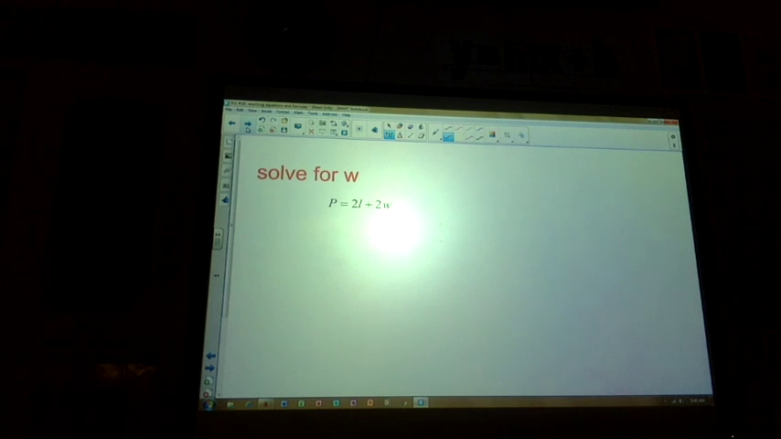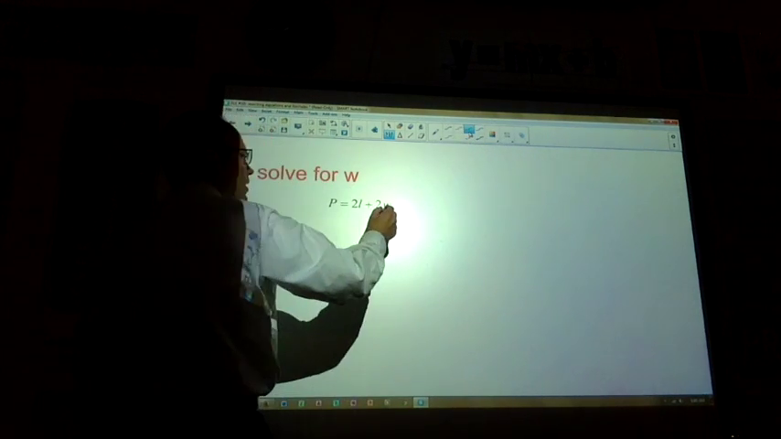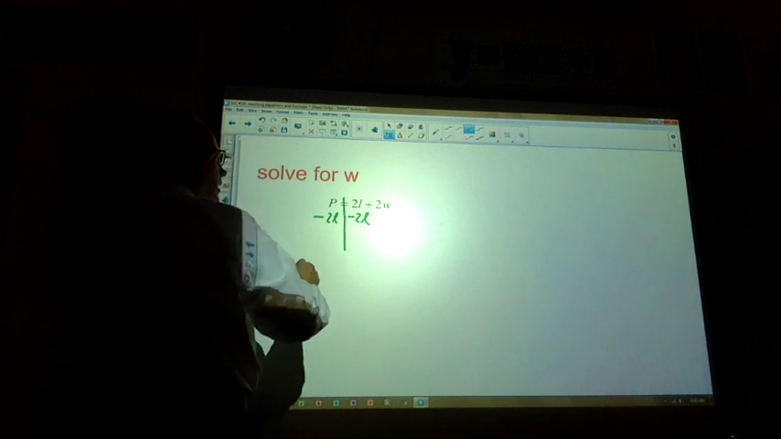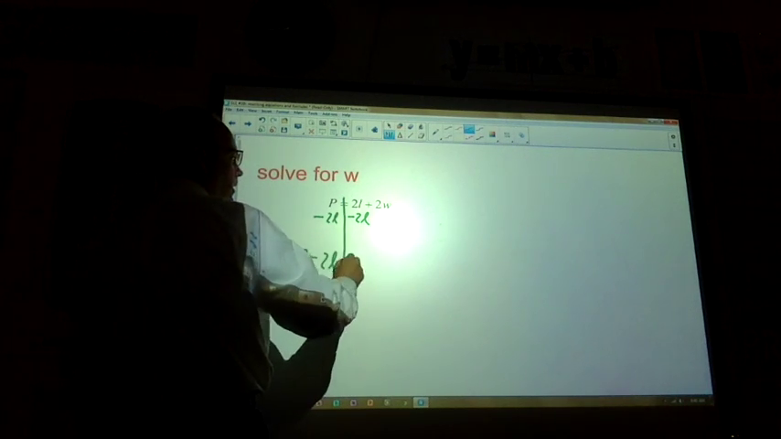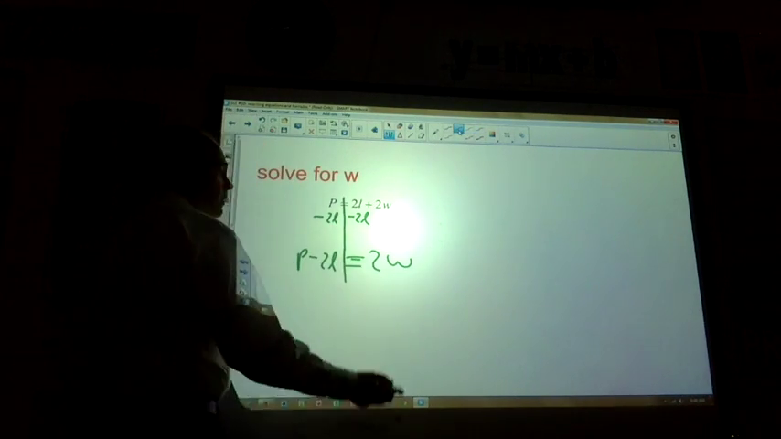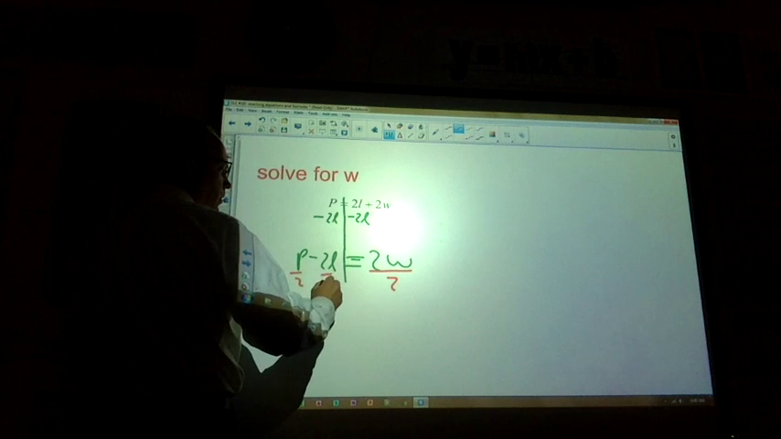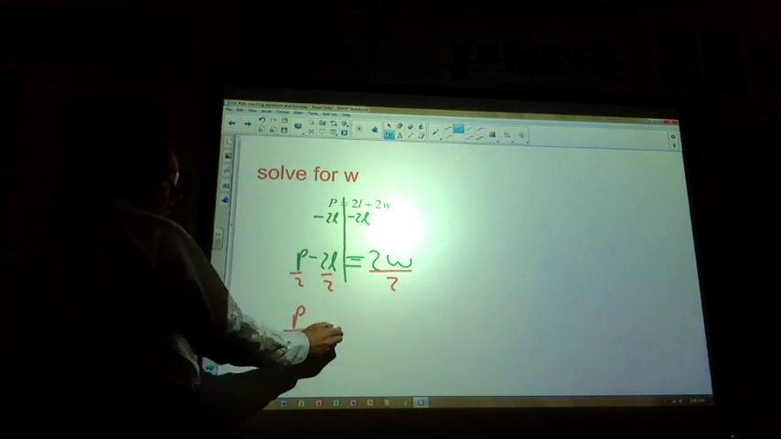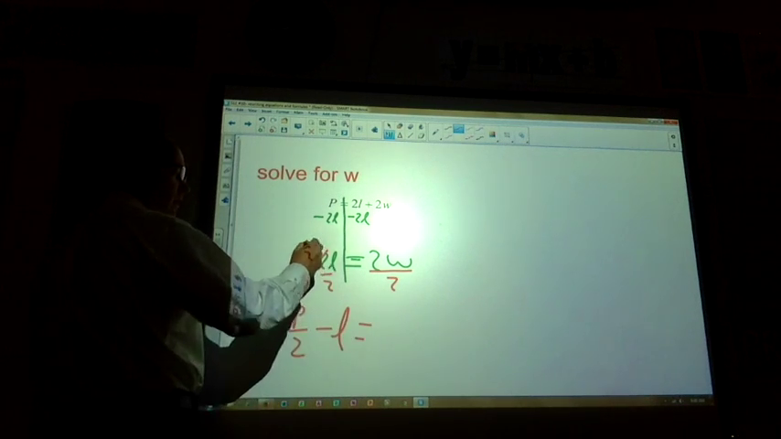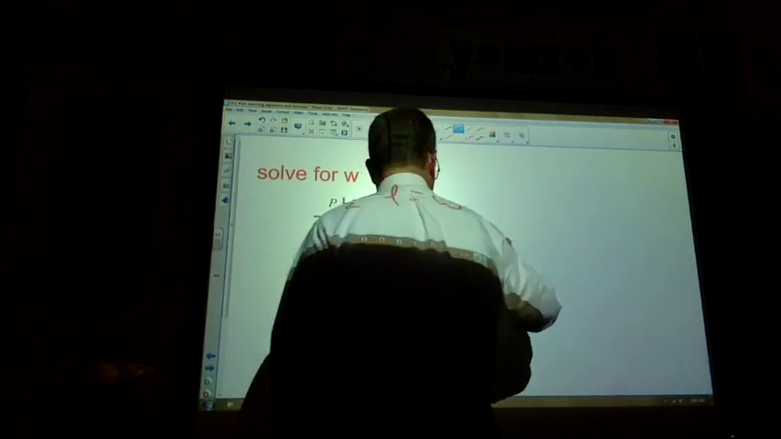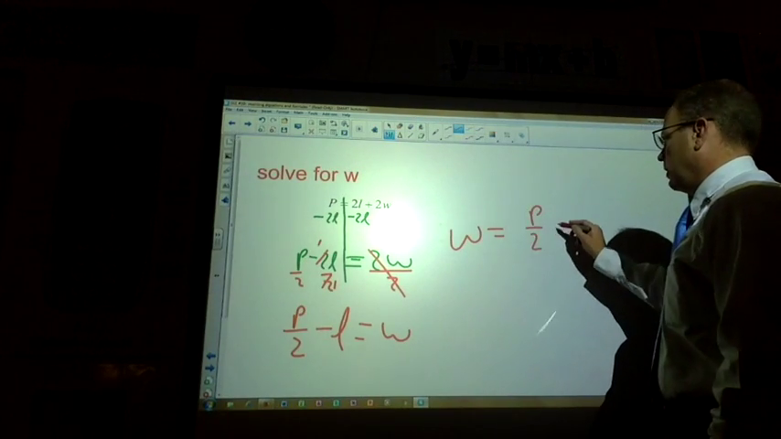Oh, no, it's 2L. Okay, so we want to solve for W up here. So we want to get W by itself. So I'm going to subtract 2L from both sides. So that's P minus 2L is equal to 2W. And then what? Divide everything by 2. So I get P over 2 minus, does that reduce to L? Yeah, because I could do that. And that's W. So the answer here, W is equal to P over 2 minus L.